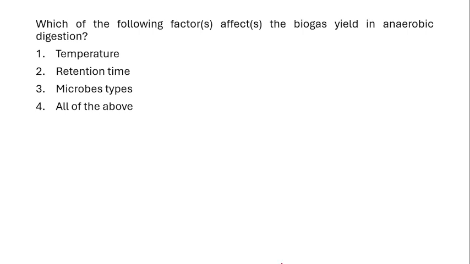Next question is, which of the following factors affects the biogas yield in anaerobic digestion? So we know that CH4 methane and carbon dioxide are the end products of anaerobic digestion. So to ensure this conversion efficiency, what are the important factors? Temperature, retention time, microbe type, all of the above. Right answer is all of the above.